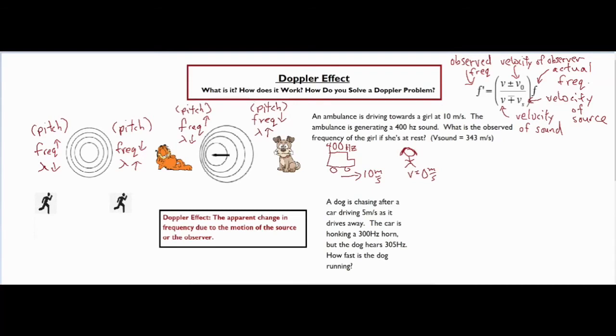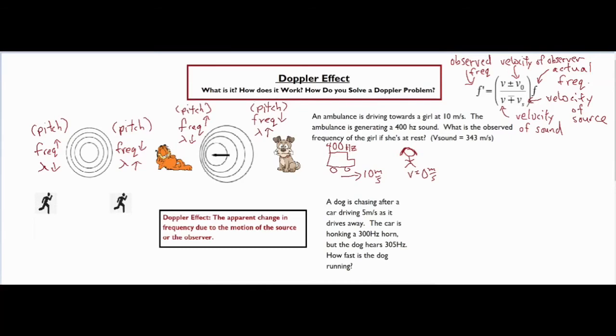So the first thing you want to do is go ahead and draw a picture and label all of the variables and arrows of everything that you know before you start plugging into the formula. Now, the way to approach this formula is deciding what's going to happen to the frequency and then adjust these numbers accordingly so they give you the correct answer.